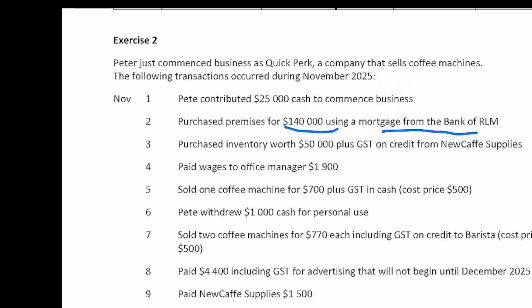Now we are going to the 5th. Sold one coffee machine. Why coffee machine? Because it is their inventory. How do we know? Because it says it at the top. It is in the question, guys. You have to read it, otherwise I would think they are selling their coffee machine because they are broke. No. Coffee machine is their inventory.